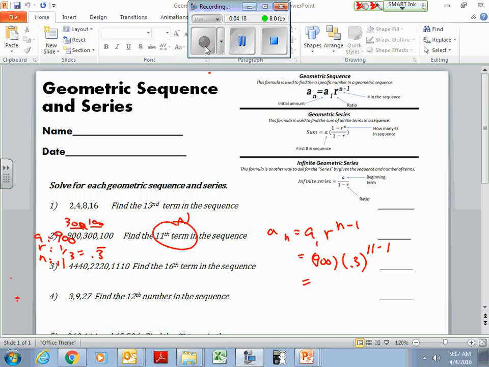For a sequence, put number sign, comma, number sign, comma, number sign, comma. And then for a series, please put number sign plus, number sign plus. In other words, now this actually will be important. You will see it again at some point. Number sign plus number sign.